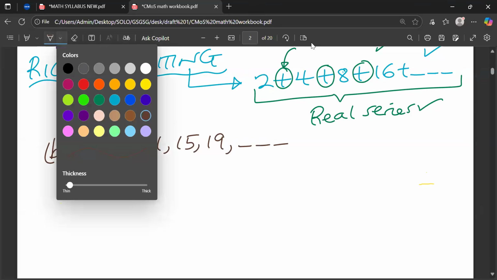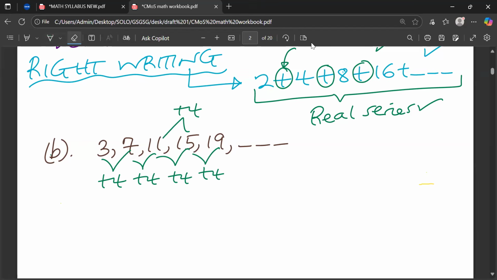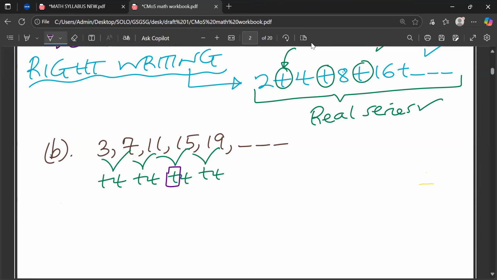So here we are adding 4 plus 4 plus 4 plus 4. Let me put all of them down. So realize now this plus 4 throughout. Throughout, we are adding. Throughout, it is number 4 and not any other number. So that's what makes it a common term.